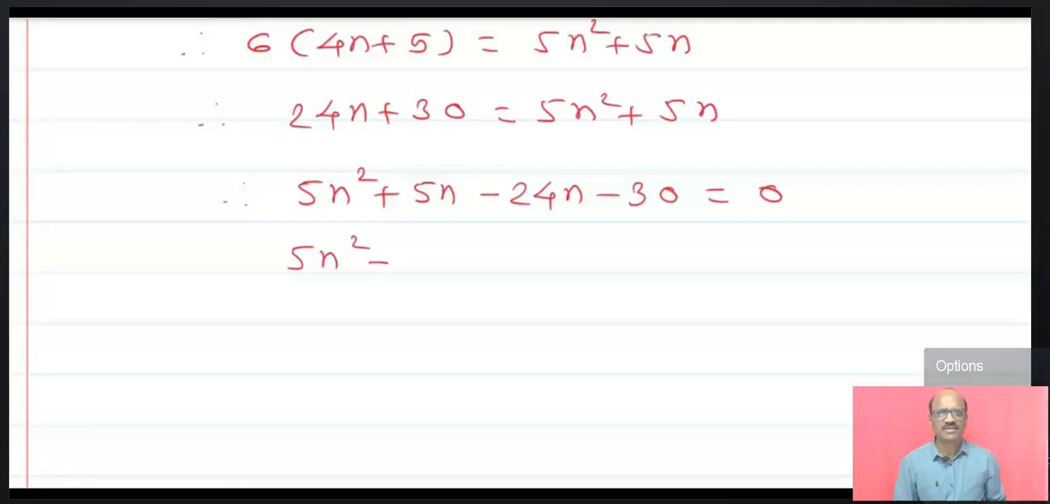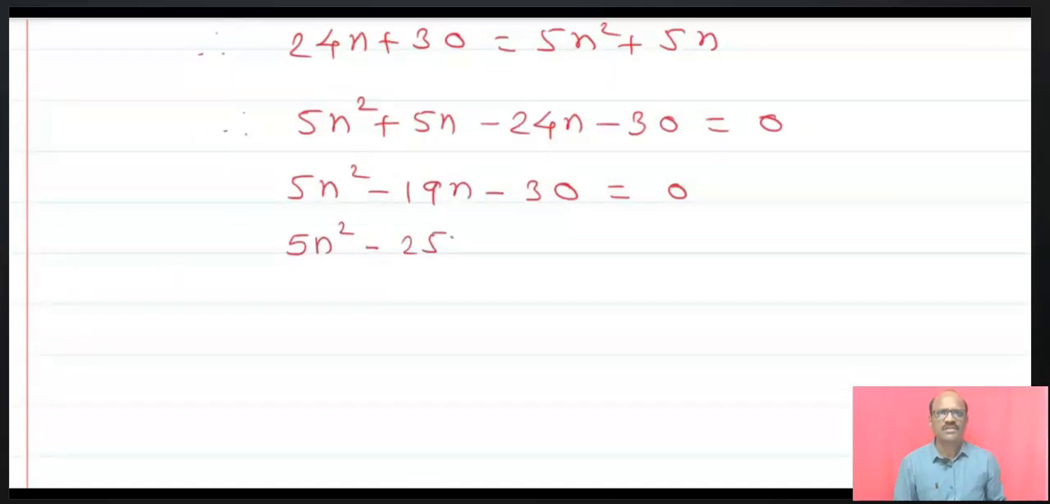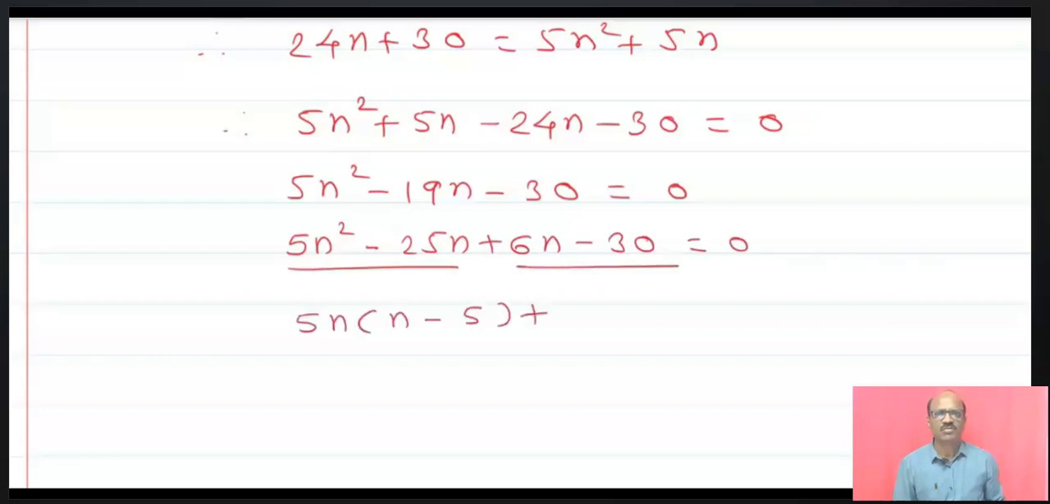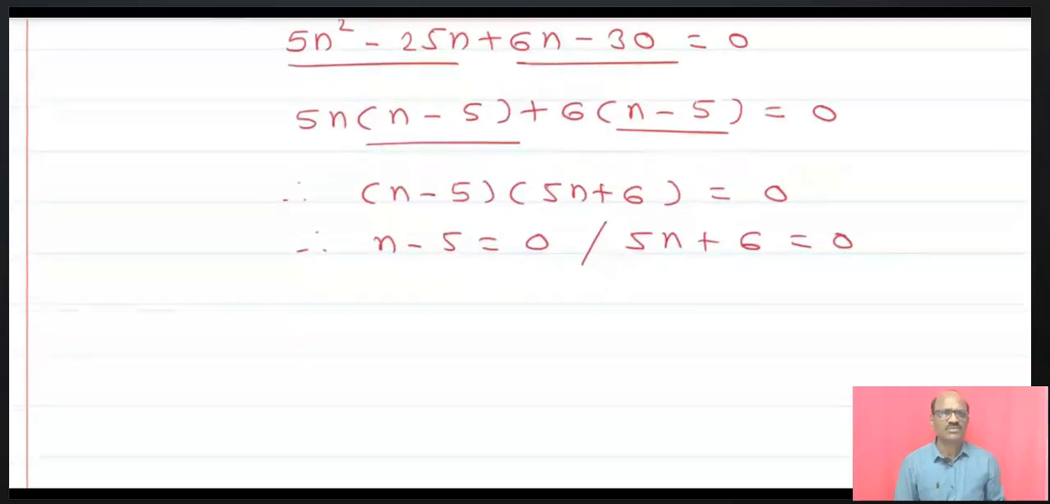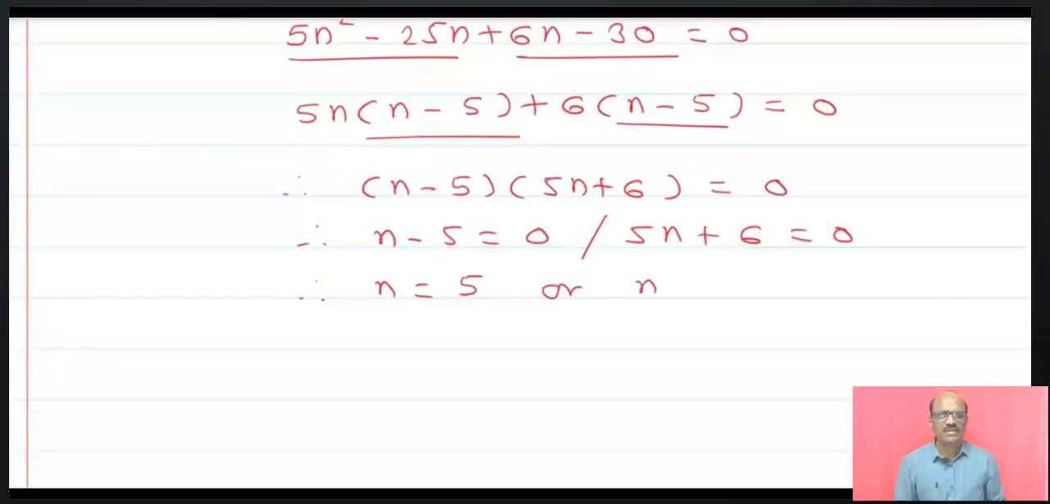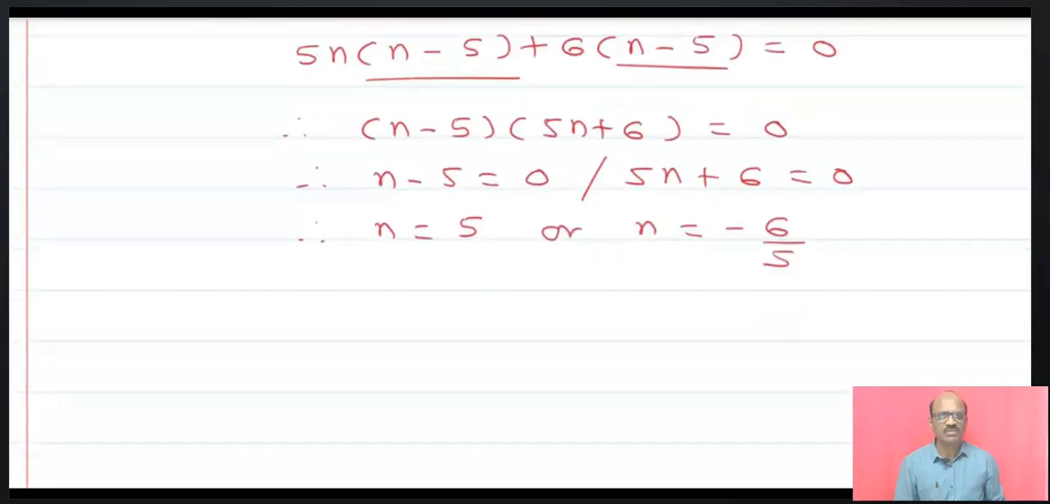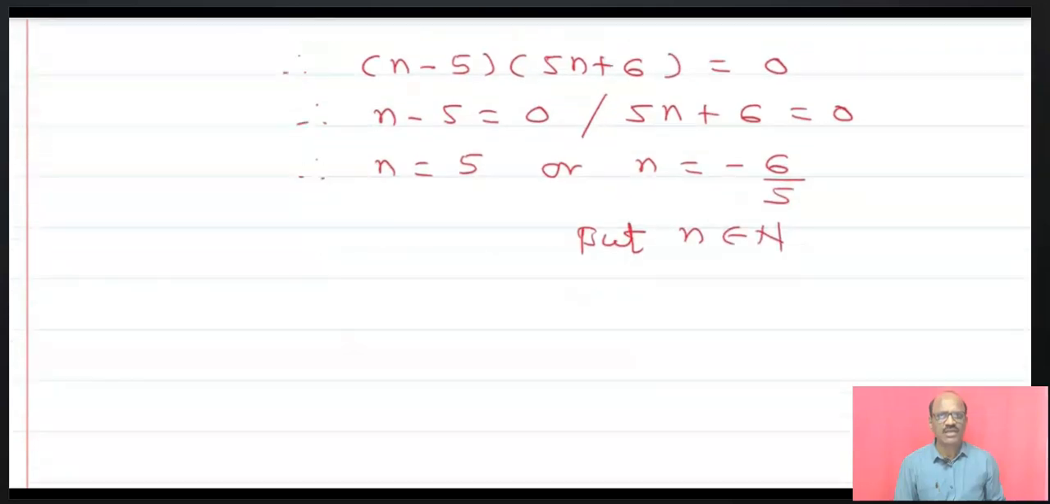Therefore, the terms are n square. The factors are minus 25n plus 6n minus 30. Take 5n as common: 5n (n minus 5) plus 6 in bracket (n minus 5) equals 0. In the first bracket n minus 5, in the second bracket 5n plus 6, equals 0. So n minus 5 equals 0 or 5n plus 6 equals 0. Therefore, n equals 5 or n equals minus 6 upon 5. But n is a natural number, therefore the latter is not possible. Therefore we take n equals 5, and this is the final answer.